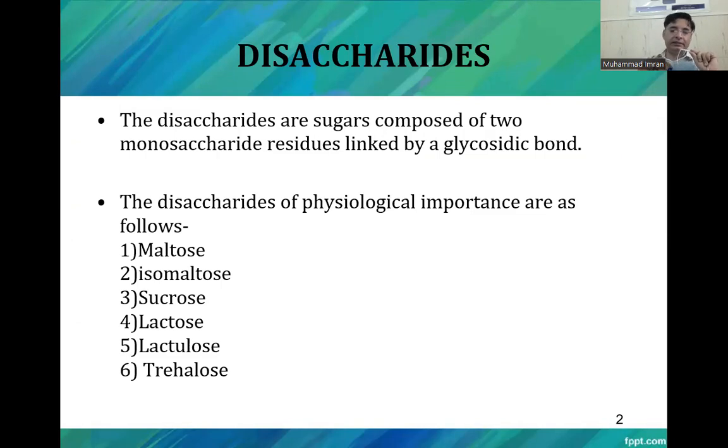Very important. These disaccharides, maltose and isomaltose, are produced during the hydrolysis of starch. Sucrose is present in sugarcane. It is also present in fruits and some vegetables. Lactose is present in milk, and lactulose, which is a very important disaccharide used in constipation, is produced during the heating process. Trehalose is also a very important disaccharide. So these are all six disaccharides, very important and used in our physiological studies.